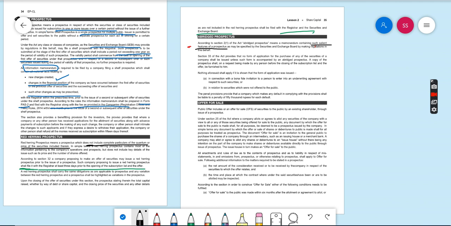This will be issued while issuing the application form for the purchase of the securities. This section specifically says that no form of application for the purchase of any security of a company shall be issued unless such form is accompanied with an abridged prospectus. So you cannot issue any share application form to buy the securities unless it contains an abridged prospectus. You should issue the share application form along with this abridged prospectus.